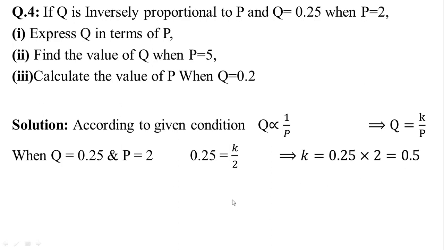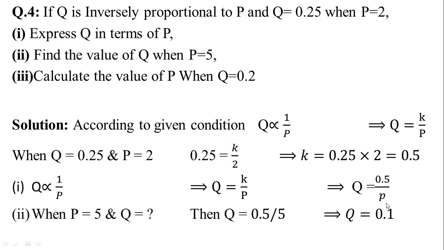Now, first of all, solve the first part. Q is proportional to 1 upon P. This implies that Q is inversely proportional to P. This implies that Q is equal to k upon P. Putting the value of k, this implies that Q is equal to 0.5 upon P. In the second part, when P is equal to 5, find the value of Q. Then Q is equal to 0.5 upon 5. 0.5 divided by 5. This implies that Q is equal to 0.1.